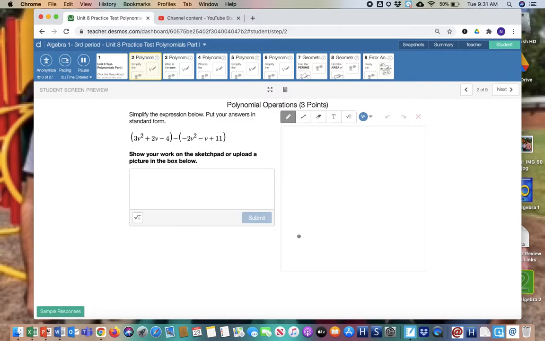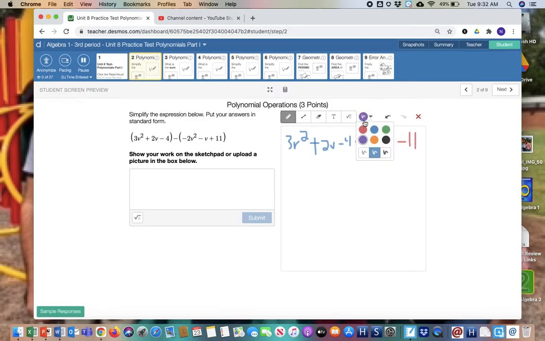All right, so here it says to simplify the expressions below, put your answers in standard form. When I'm looking at this, the first thing I see is that first parenthesis set, and there's no number in front of that or any sign, so we're not going to do anything with that other than just copy it down. Now, from there, I see the second parenthesis set, and it has a minus. So really, that's like multiplying by a -1. All of these signs are going to have to flip. So instead of a minus 2v squared, it's going to be a plus 2v squared. Instead of a minus v, it's going to be a plus v. And instead of a plus 11, it is going to be a minus 11.